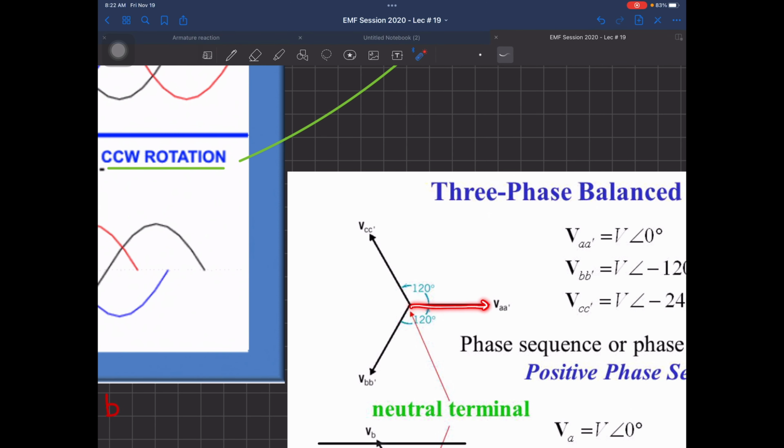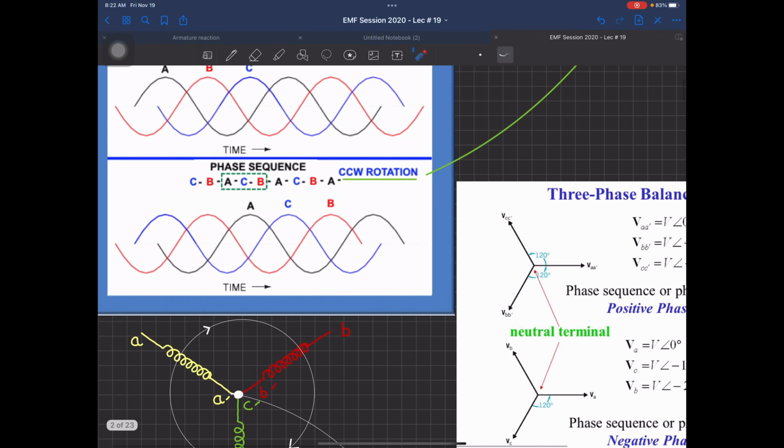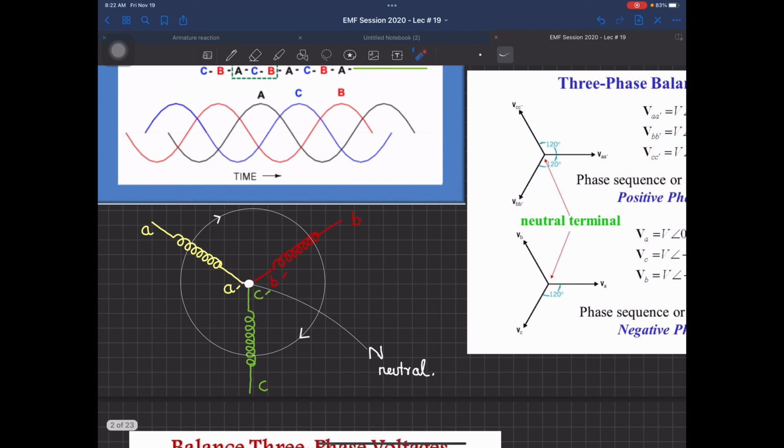This over here is VAA dash. And what is this VAA dash? Supposedly, you have a generator. Now, I am representing that generator by an inductor. It can also have a resistance. So, this winding over here, which I have shown in yellow color, has the two ends as A, A dash.